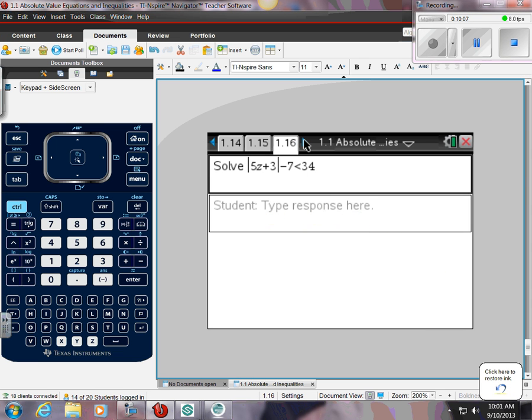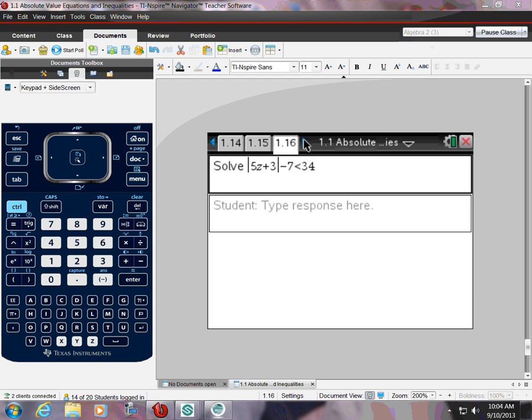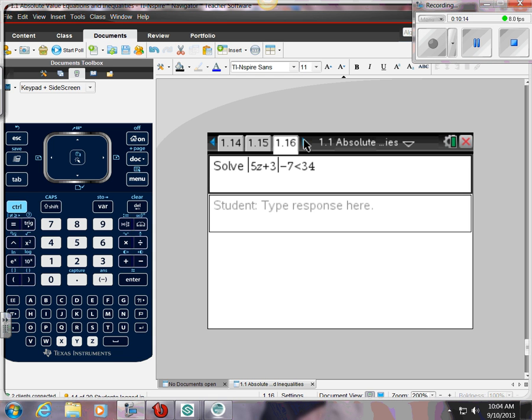Okay, so give this one a shot, and we'll go over it in a moment. All right, so what is my first step here? Add the 7. Good. Add the 7. So absolute value of 5z plus 3 is going to be less than. Great. Next step.